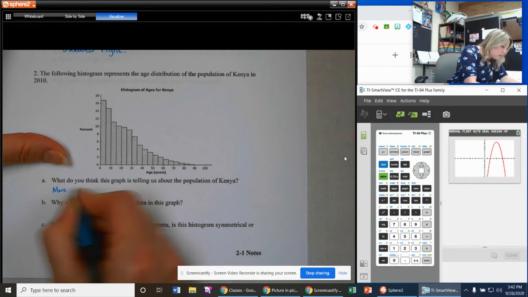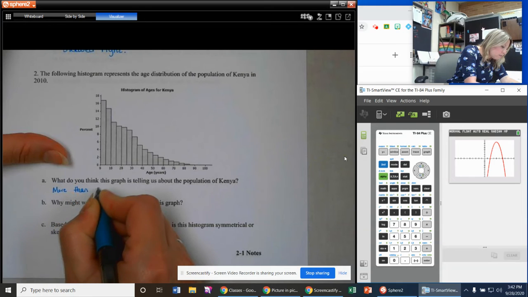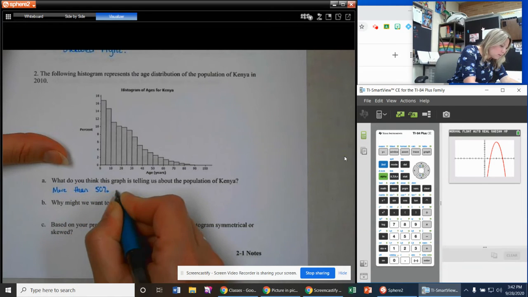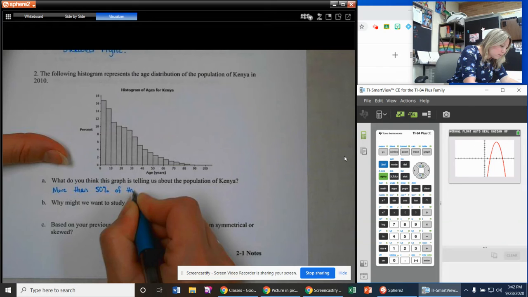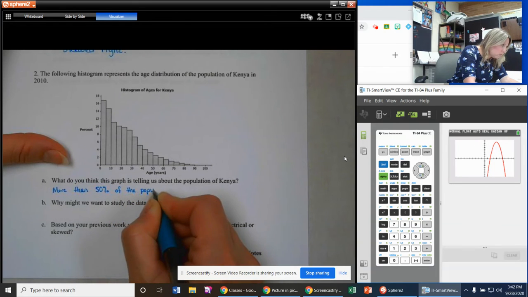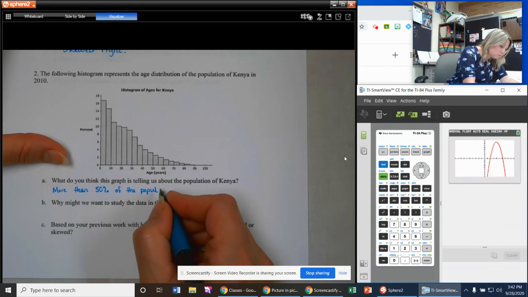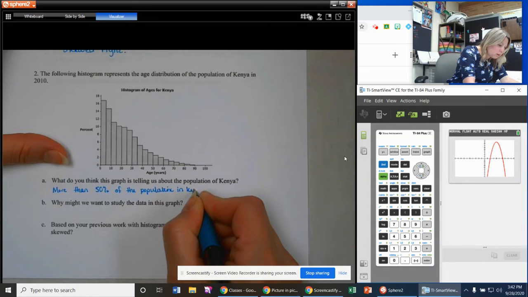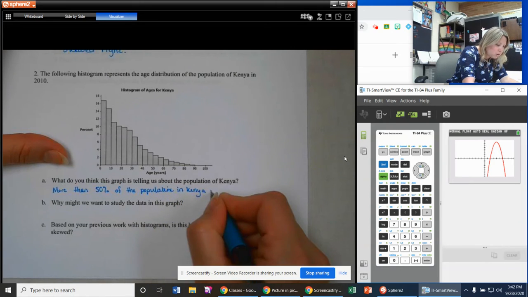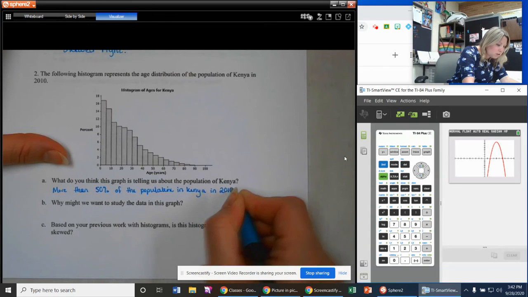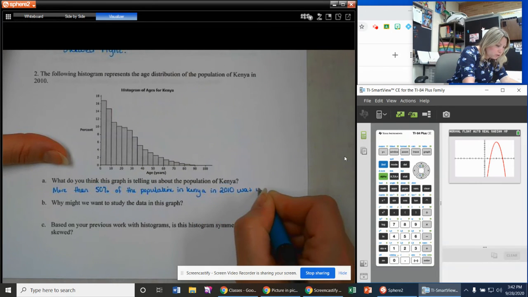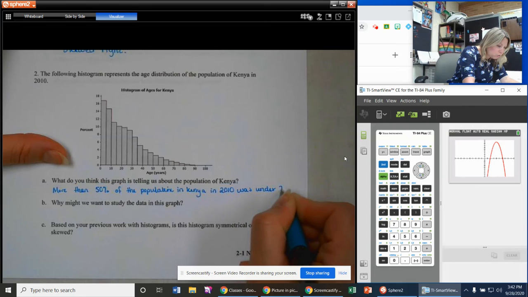More than 50% of the population in Kenya in 2010 was under 20 years old.